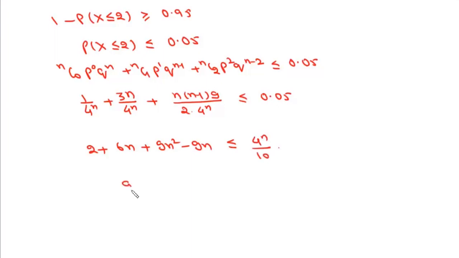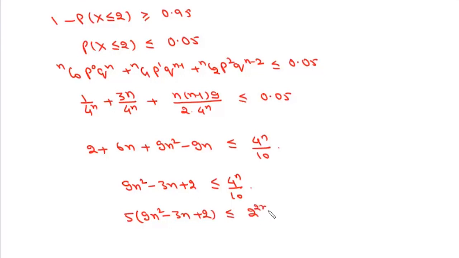Or we can write this as 9n square minus 3n plus 2. It should be less than or equal to 4 to the power n divided by 10. Now we can rearrange this as 5 into (9n square minus 3n plus 2) will be less than or equal to 2 to the power of 2n minus 1. Now we just have to put the value of n to check.